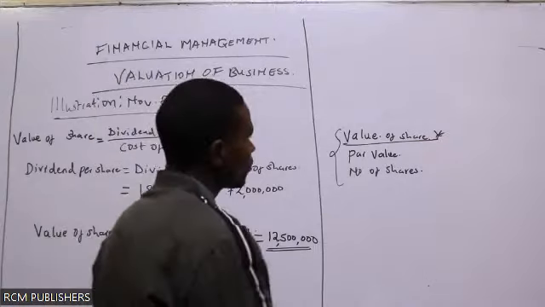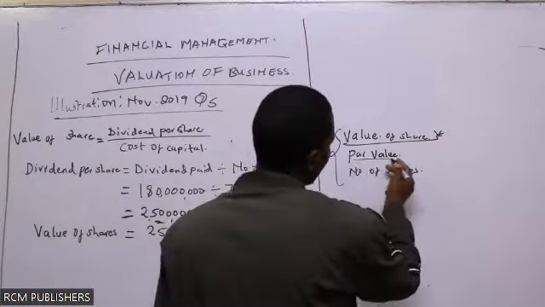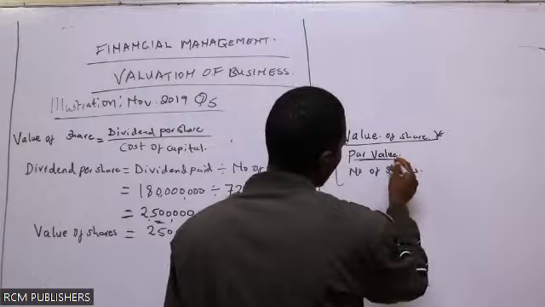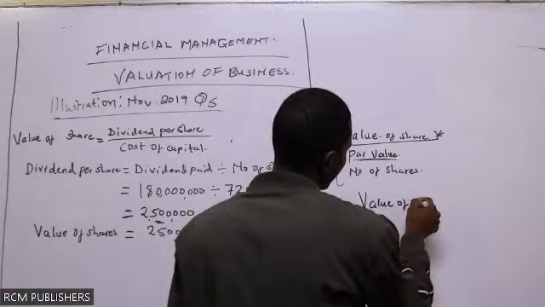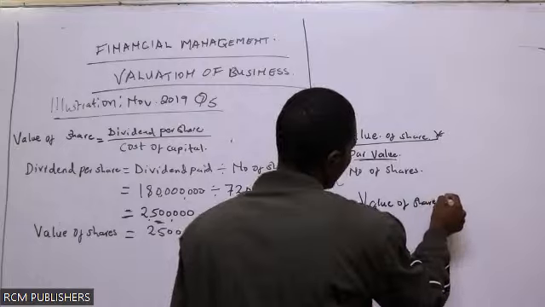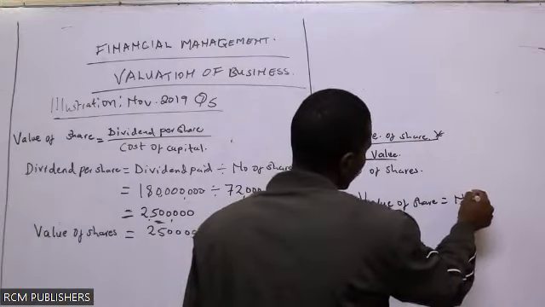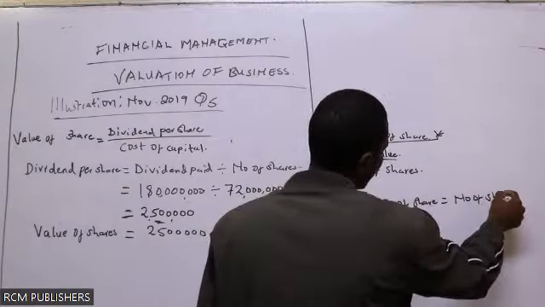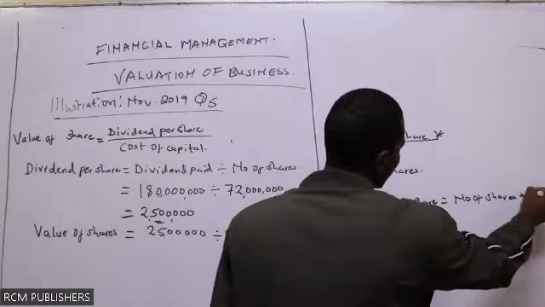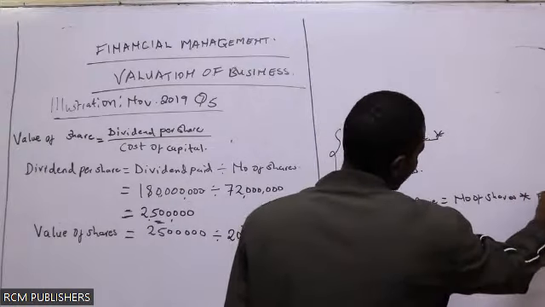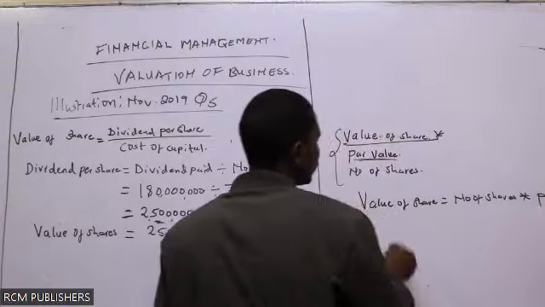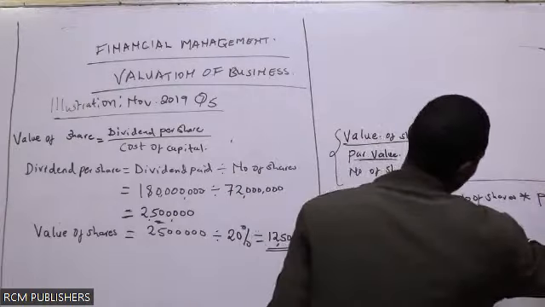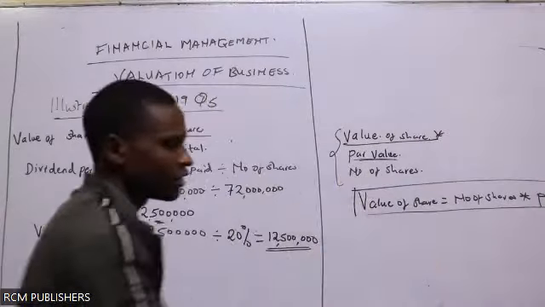But now there's also another route here. When you are given the par value, the value of share will be equal to the number of shares times the par value. This is another way. You also need to note this, because the examiner interchanges them.